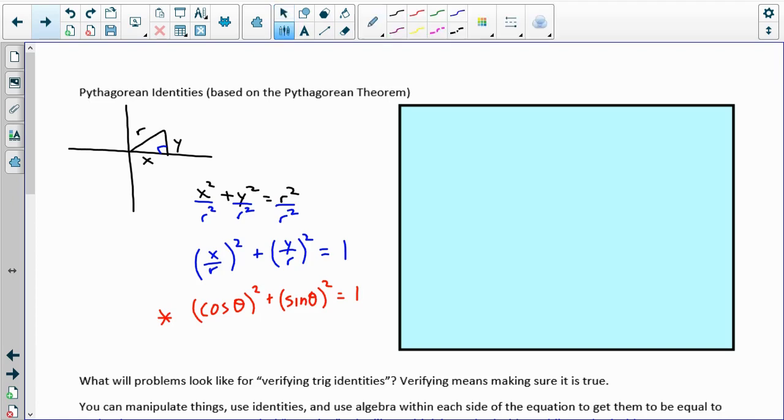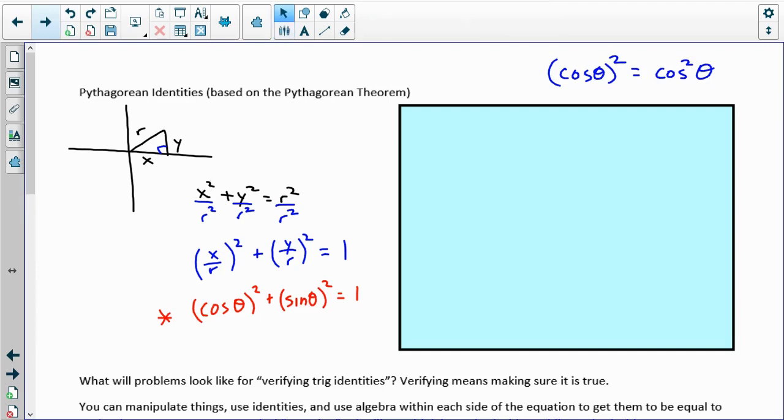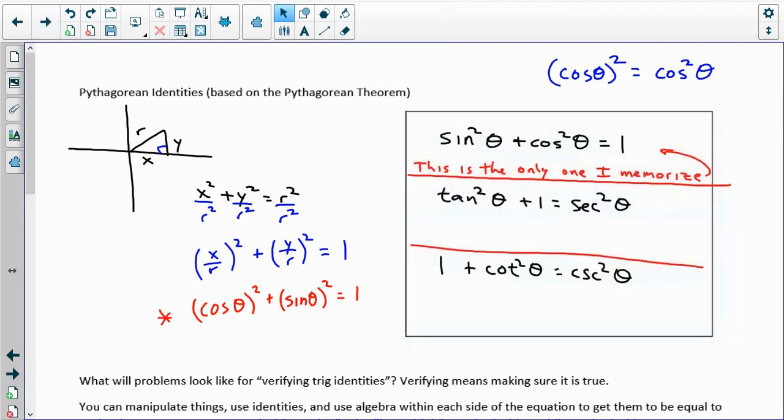One other thing to keep in mind is that cosine theta squared, we will often write as cosine squared of theta. That's notationally the way that we do it. We put the squared in between the cosine and the theta, and that works for all of the functions.